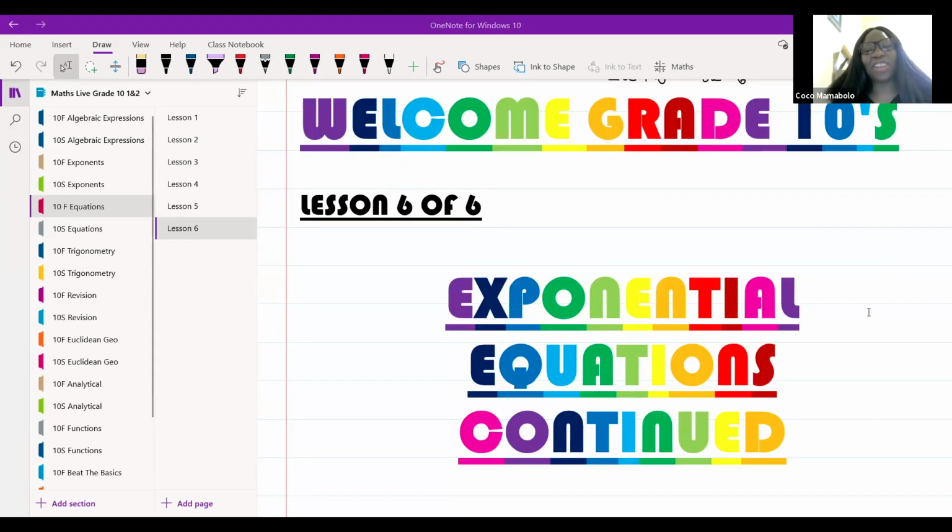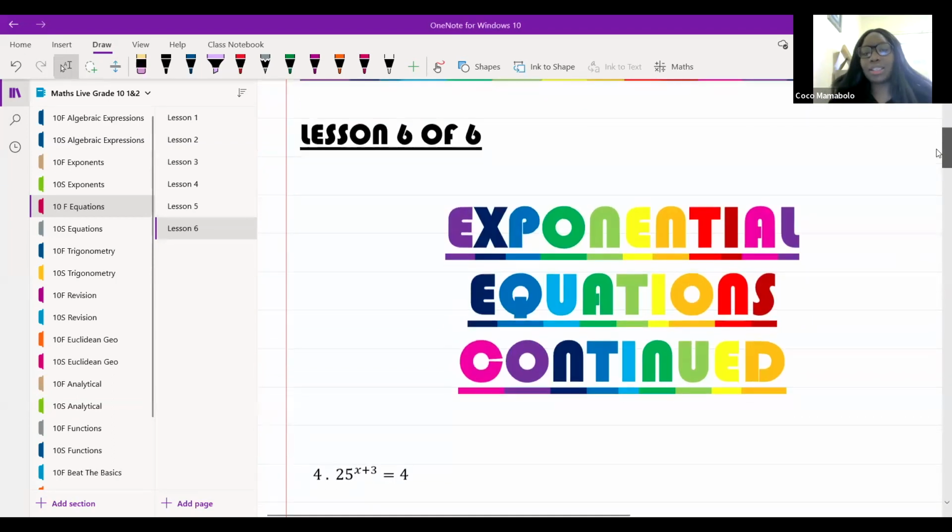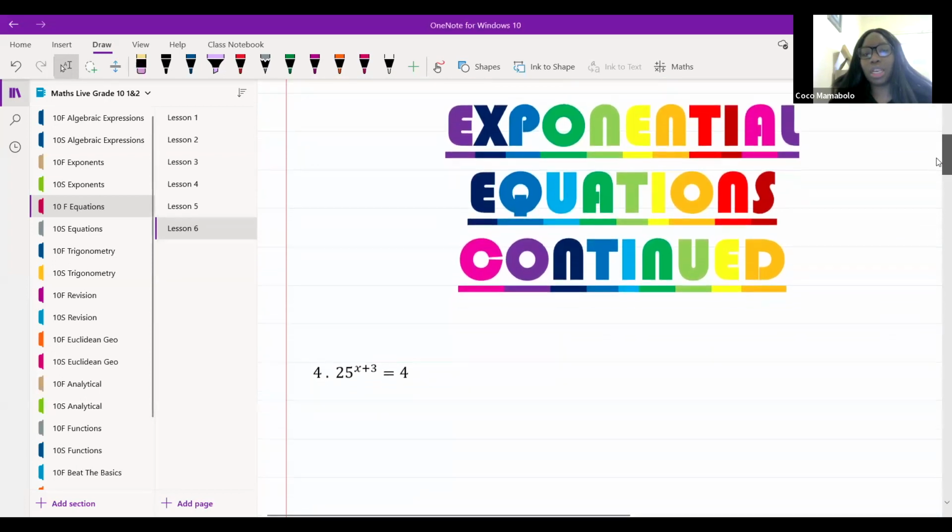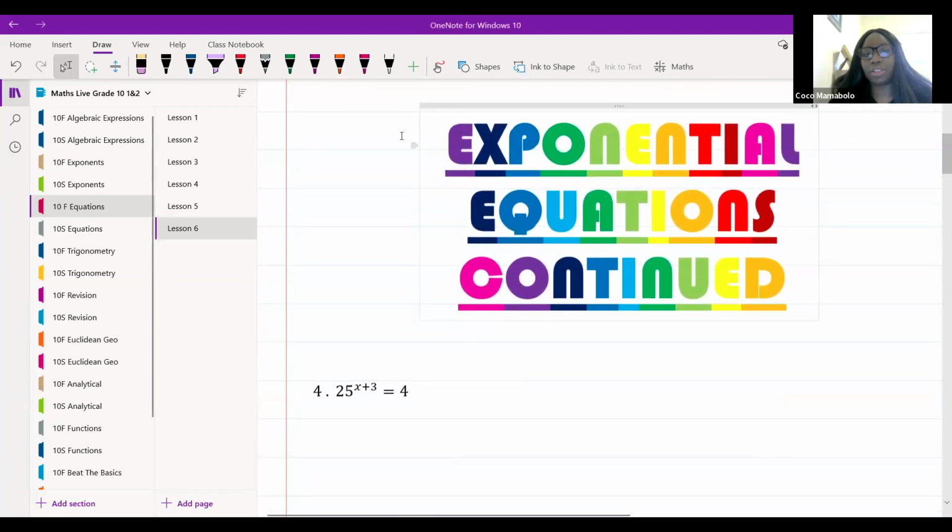We're going to be continuing with exponential equations, but this time we're going to mix it up a little bit, because the exponential equations we learned about weren't just about multiplying on each side. We also learned about adding and subtracting exponential equations. Let's start by answering this one that I have on the screen here. This is not question number 4. This is 4 times 25 to the power of x plus 3. All right. Try this question.